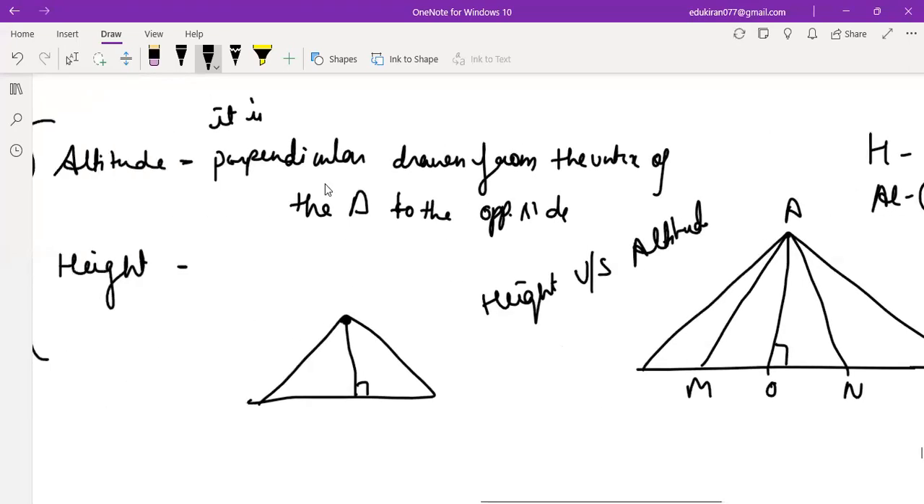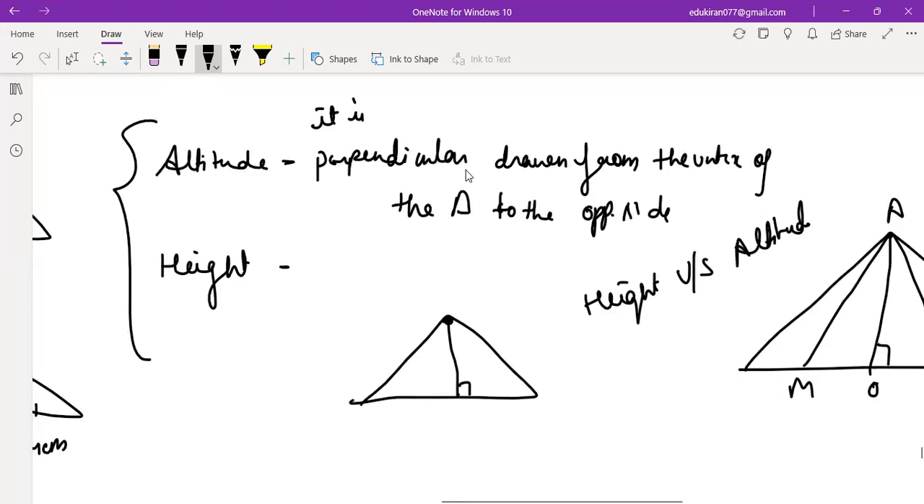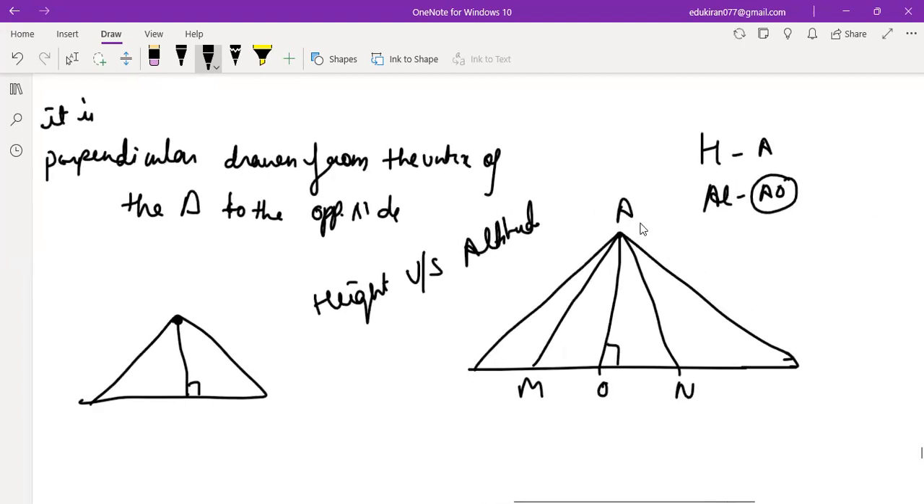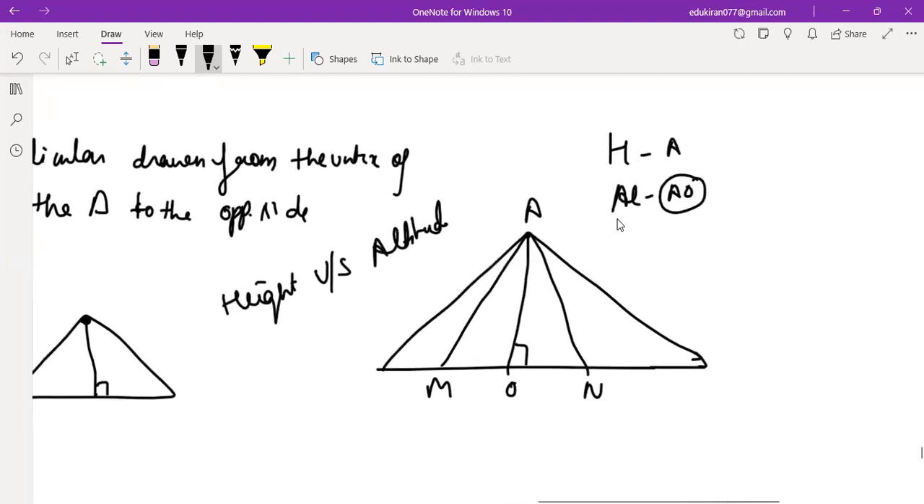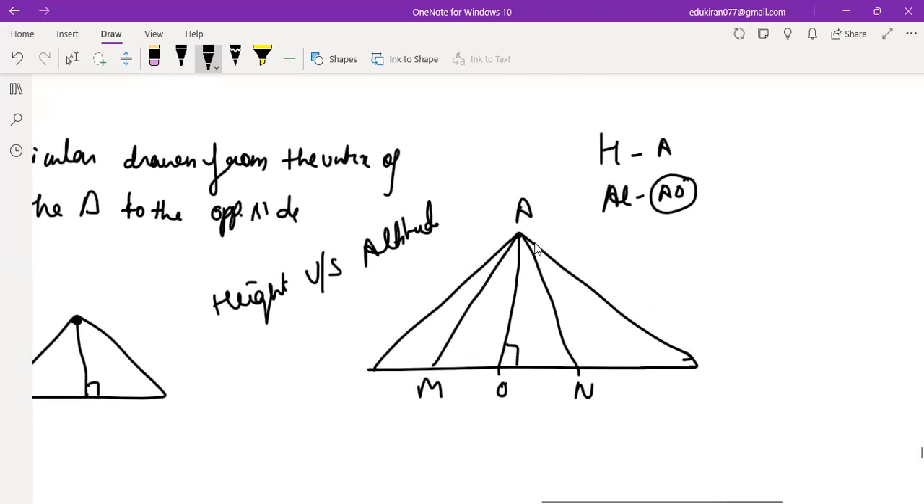For altitude, I have given you the definition that it is a perpendicular drawn from the vertex of the triangle to the opposite side. Ma'am, height is also OA. No, height is never, you can see this sign. Can it be AM? Yes. Okay, Chakrika got it.